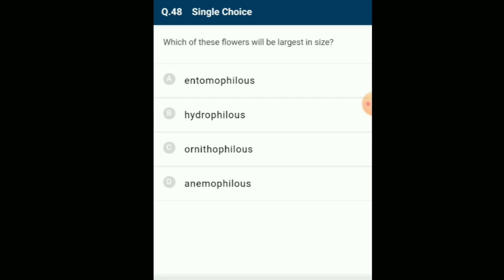Insect pollinated flowers are called entomophilous flowers, and will be brightly colored and with a sweet smell. Bat pollinated flowers are called chiropterophilous. Flowers are generally white with a rotting fruit odor. Wind pollinated flowers are called anemophilous. Flowers are small, not colored, and not fragrant. So the answer for this question is option C, ornithophilous flowers.